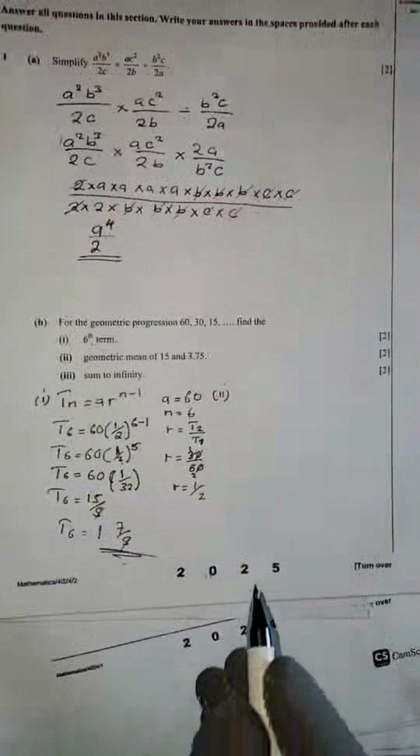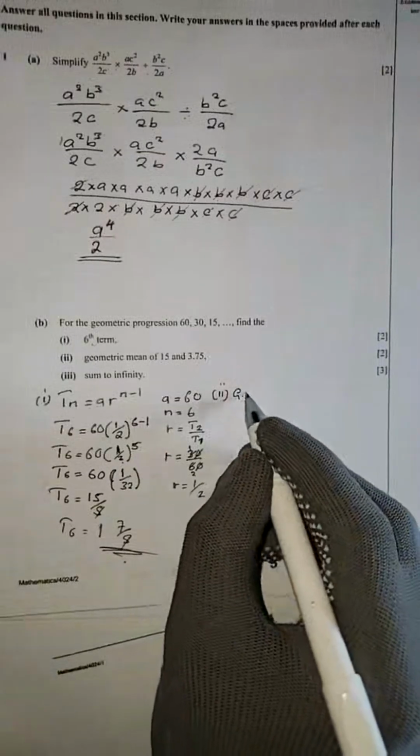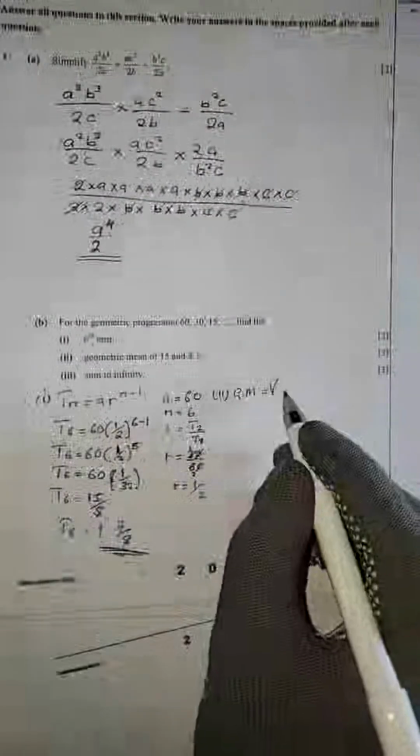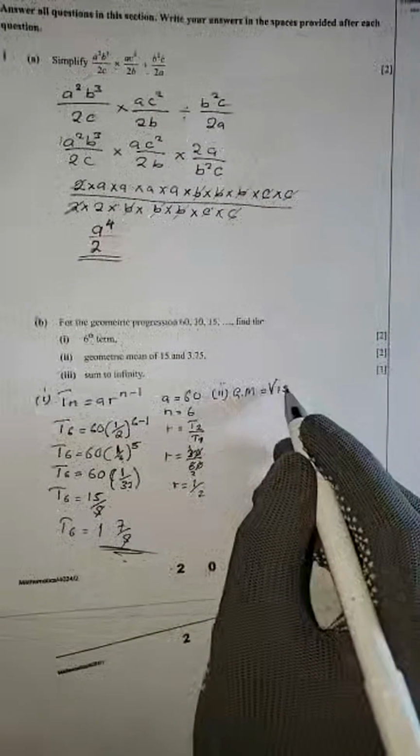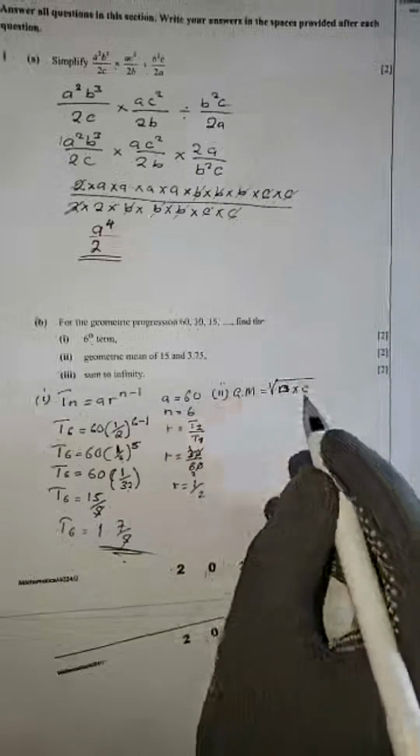All right, let's go to the next question, which is saying find the geometric mean of 15 and 3.75. So the geometric mean, let me just abbreviate as GM, is found by the square root of A times C. Now, what is our A? Our A is 15. What is our C? Our C is simply this one, 3.75.